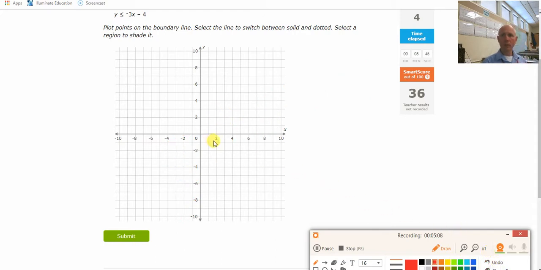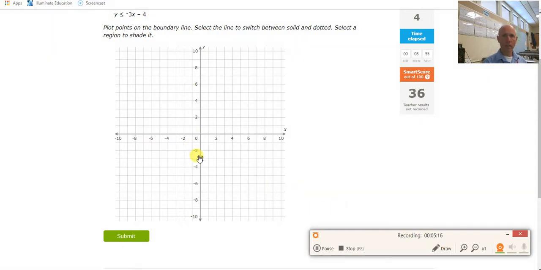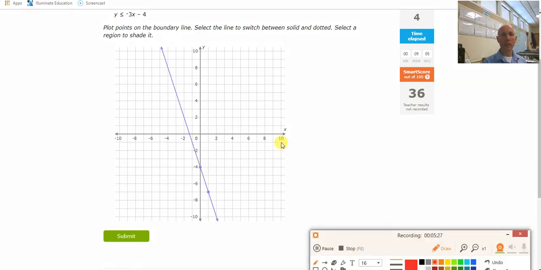Okay, you know, this one, I'm going to graph it first. So we know it's going to start at -4, and then it's going to go down 3, 1, 2, 3, and over 1, and I know it's solid. Okay, now I have to figure out where to shade it. So I'm going to test 0, 0. 0, 0 is an easy one.